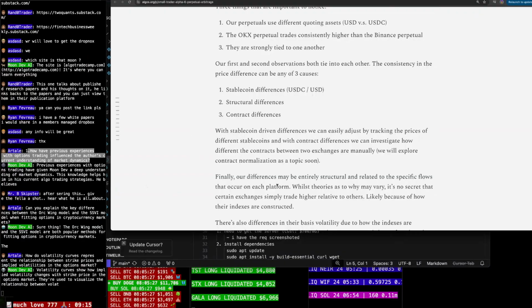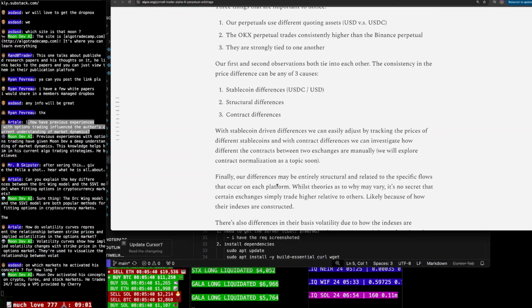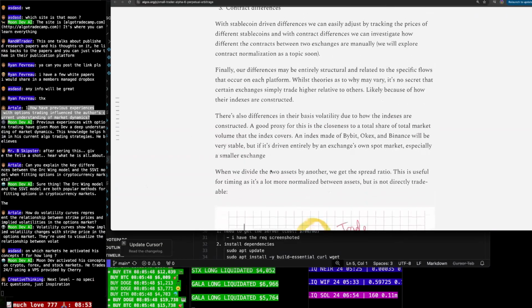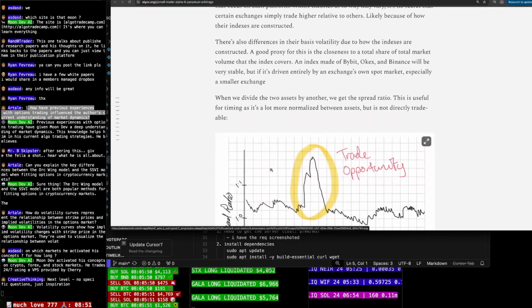We will explore contract normalization as a topic soon. Finally, our differences may be entirely structural and related to the specific flows that occur on each platform. Whilst theories as to why vary, it's no secret that certain exchanges simply trade higher relative to others, likely because of how their indexes are constructed. There are also differences in their basis volatility due to how the indexes are constructed. A good proxy of this is the closeness to a total share of total market volume that the index covers.